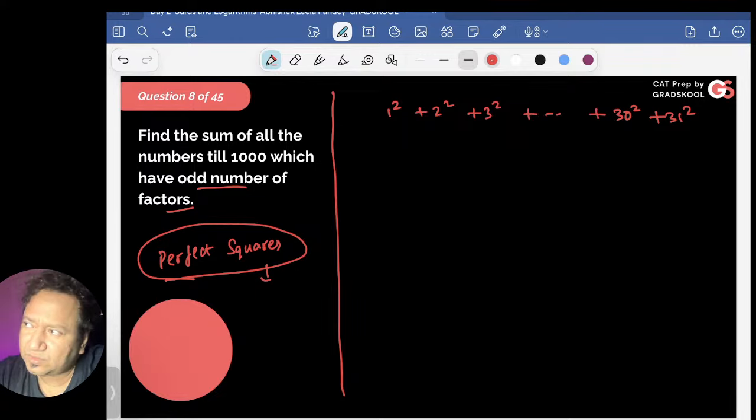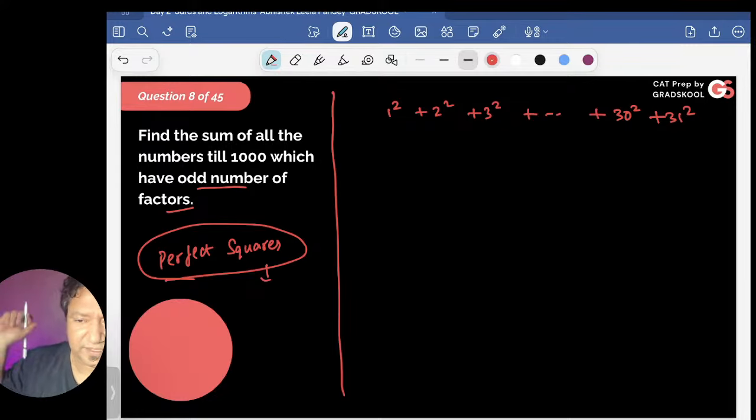32 is 2 to the power 5, all right? And 2 to the power 10 is 1024. That is 32 square. Even if you don't know, you can check for 31 square. That is 961. We need to add all of it.